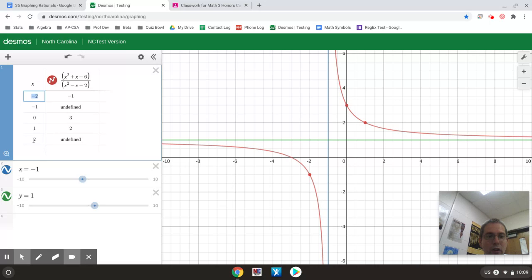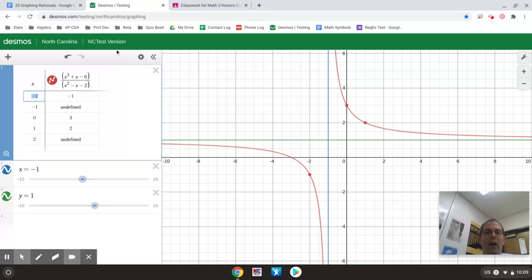You notice I don't see a problem at 2, but that problem I do not see is actually that undefined point, that hole. So once again, the factors that cancel out make a little small hole. The factors that don't cancel out make the asymptote, and either one is going to be an undefined value in your domain, a restricted value that is going to show up on the table as undefined.